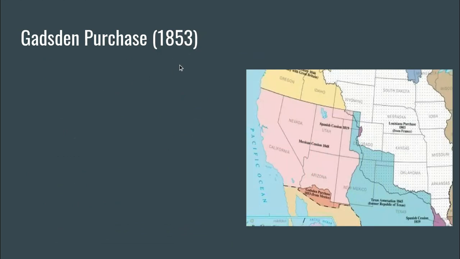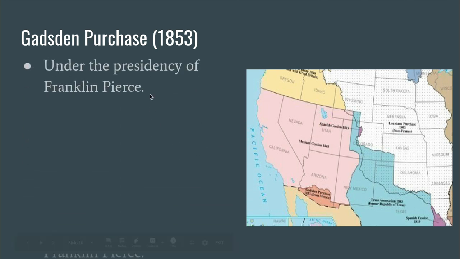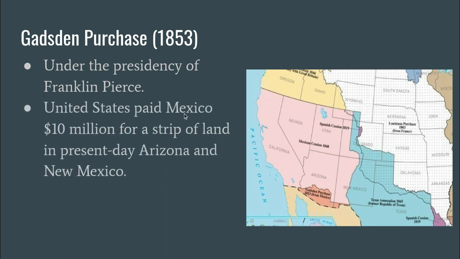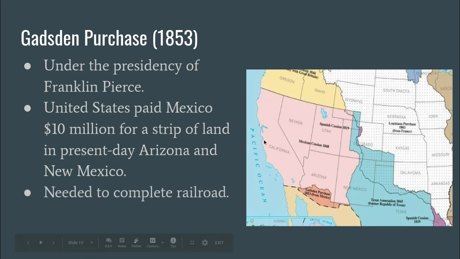So now in 1853, we have the Gadsden Purchase, which is this small piece of land, which is present day Arizona and New Mexico. And it was under the presidency of Franklin Pierce. The United States paid Mexico $10 million for a strip of land in present day Arizona and New Mexico. And they needed it to complete the railroad west.